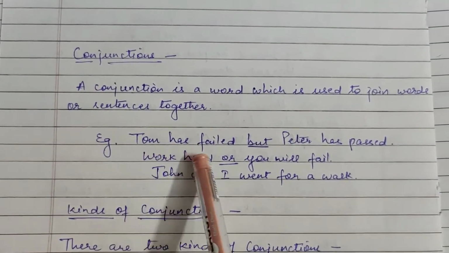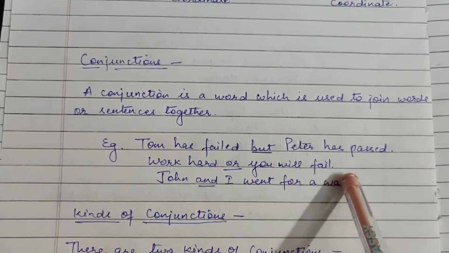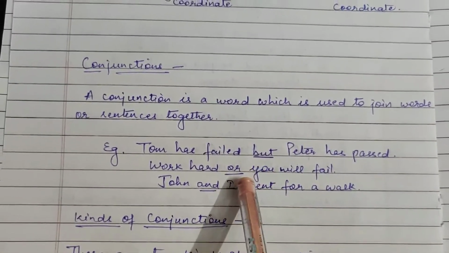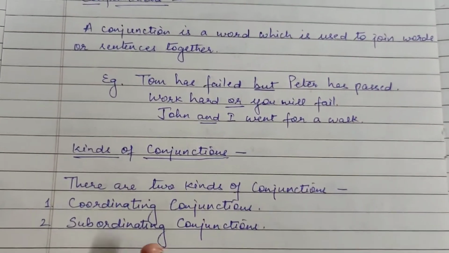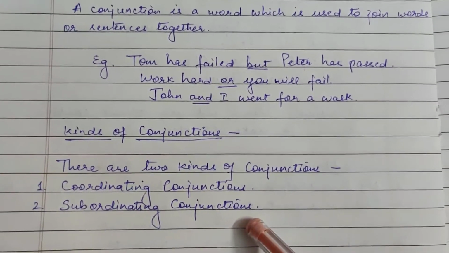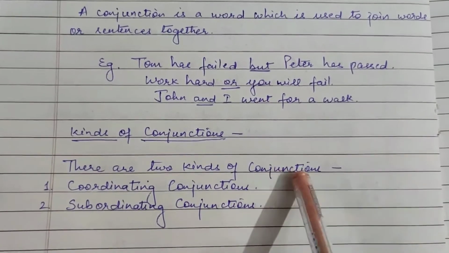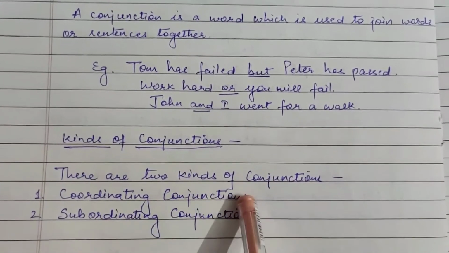For example, Tom has failed but Peter has passed. Work hard or you will fail. John and I went for a walk. Okay, so but, or and and are conjunctions here. Now there are two types of conjunctions. One is coordinating conjunction and the other is subordinating conjunction. As the name suggests, if you have understood the above concepts, you will be able to understand what these are.